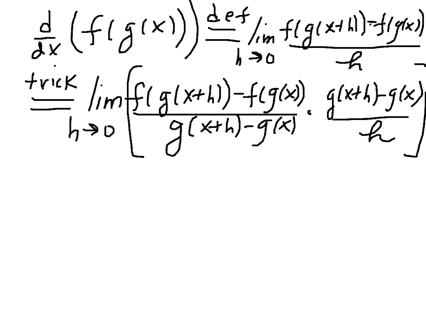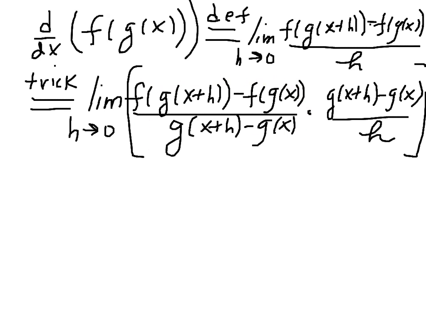Okay, so let's talk about what we have actually done here. What we've added is this little chunk and this little chunk. And really what we've done, essentially, mathematically, algebraically, is multiplied by 1: g of x plus h minus g of x over g of x plus h minus g of x. So we haven't changed the form of the original one, but we've made it something that we can now talk about.